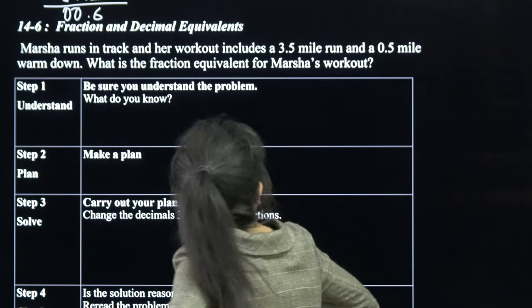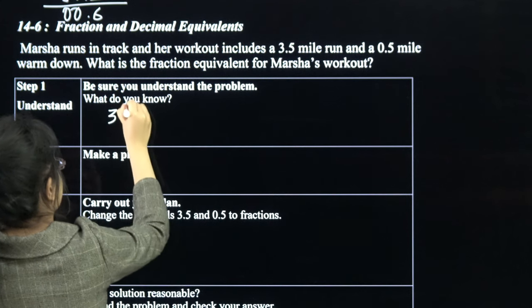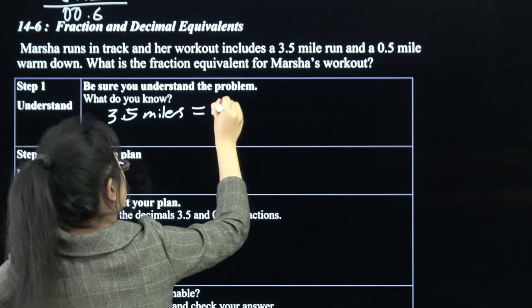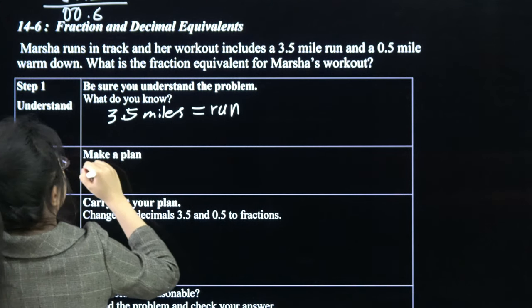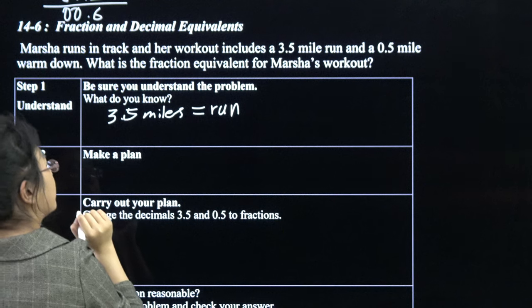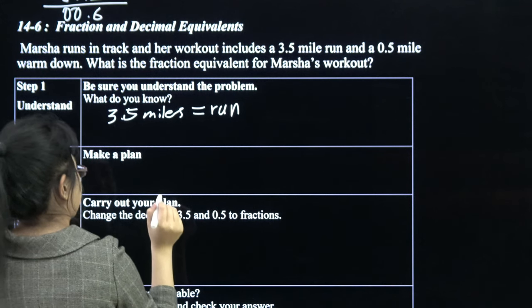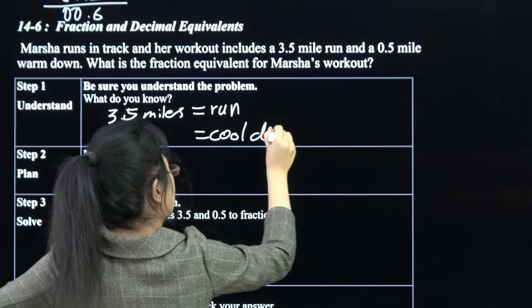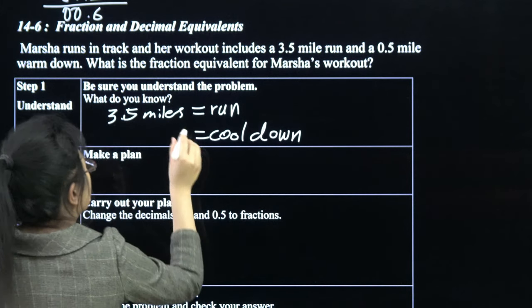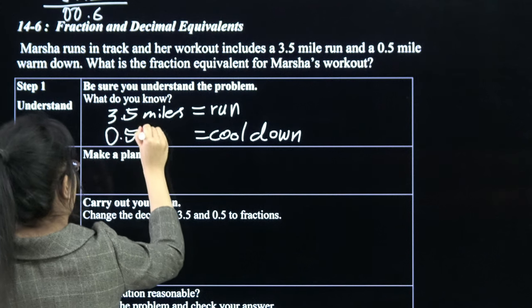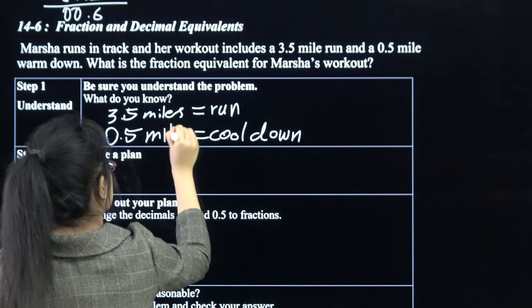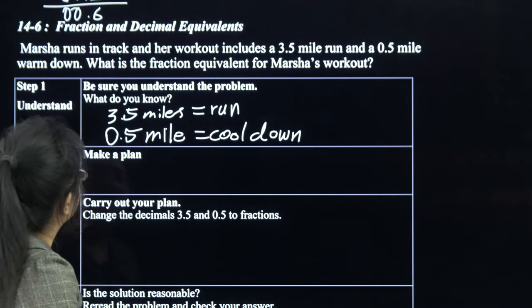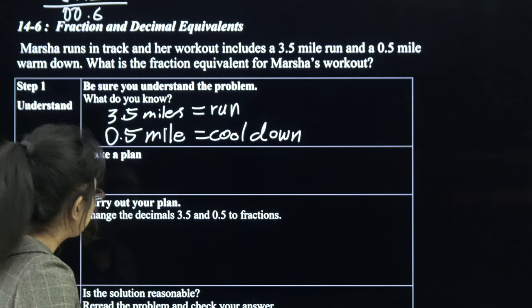What do we know? Well, she runs 3.5 miles. And then we're going to call it cool down, because warm down just sounds so weird. And then 0.5 mile cool down. Make a plan. Well, we could just use math.